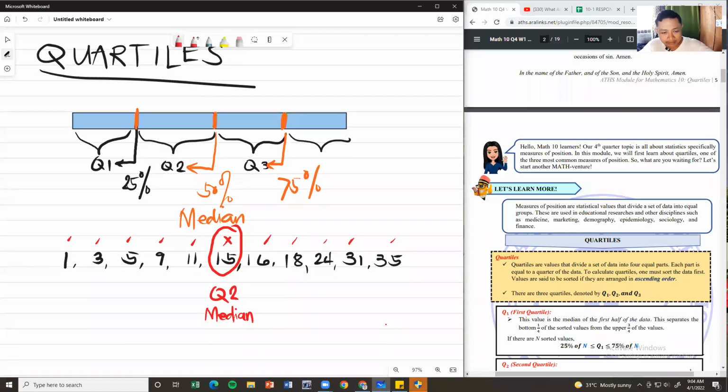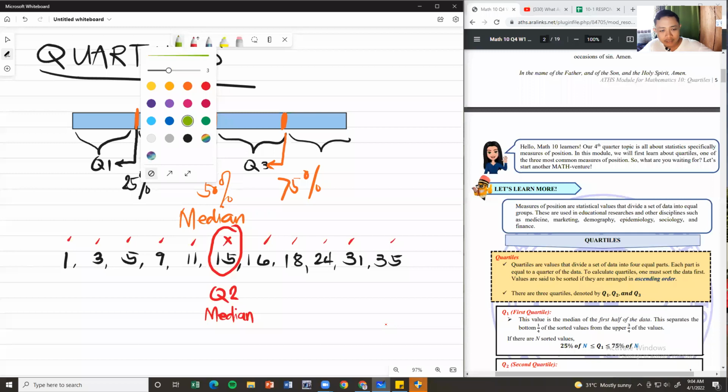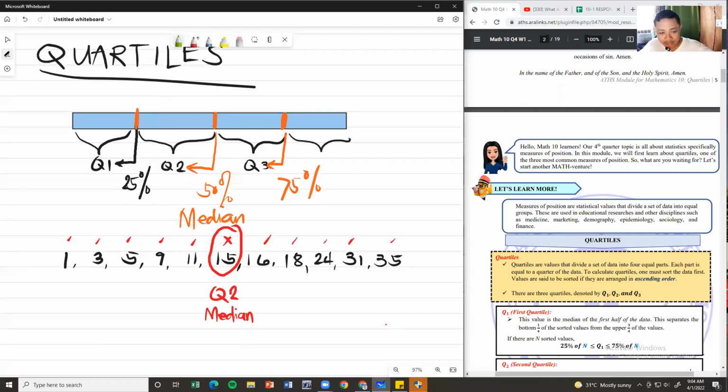Now, look at our numbers or data, the remaining data before and after our median. These are the set of numbers for our quartile 3, and these are the set of data for our quartile 1. Okay, let's focus first on our quartile 1. We have 1, 3, 5, 9, and 11.